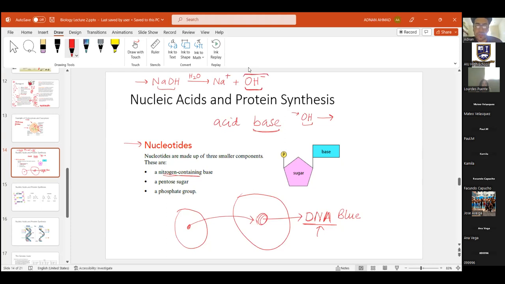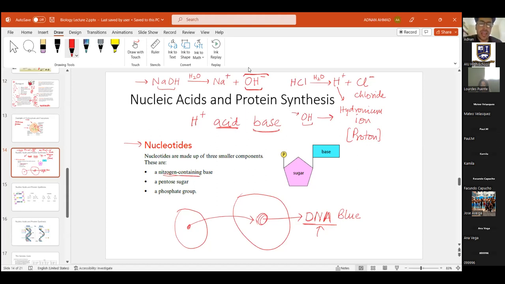Okay, and what is an acid? An acid is something that produces hydrogen ions. For example, HCl is an acid. If you mix it in water, it will split into H plus and Cl minus, chloride. The H plus is called a hydronium ion, or simply a proton. So this is an acid.